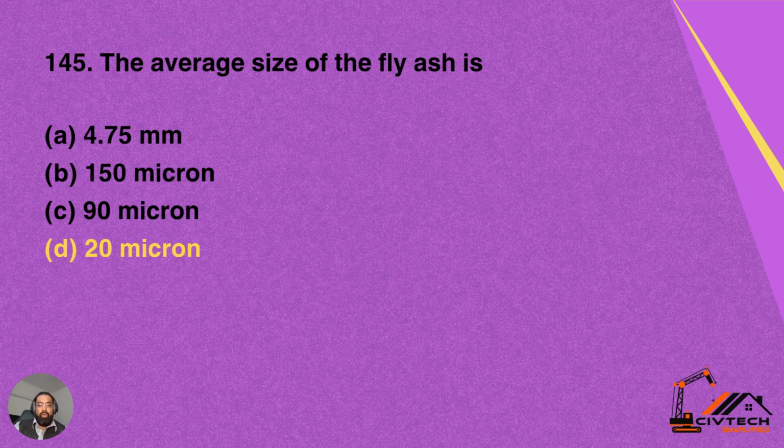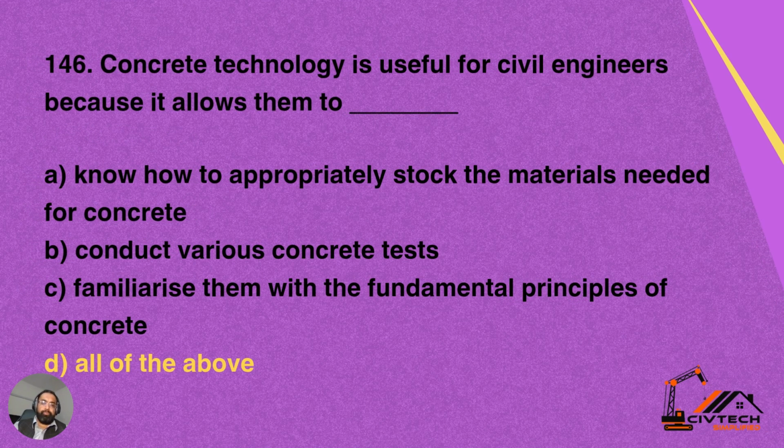145. The average size of the fly ash is. What is the average size of the fly ash? Option A is 4.75 mm. Option B is 150 microns. Option C is 90 microns. Option D is 20 microns. The average size of fly ash is option D, 20 microns. So D is the correct answer for this question.